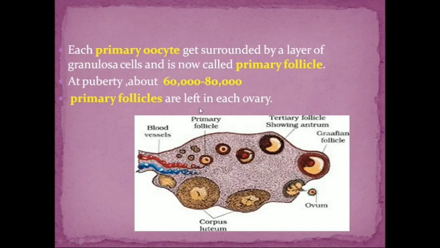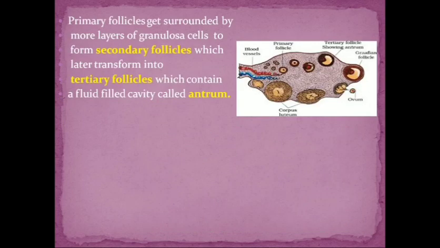So a girl child, when she attains puberty, has 2 ovaries, and in each ovary there will be about 60,000 to 80,000 primary follicles. When the baby is born, millions of primary oocytes or oogonia will be found. But by the time she attains maturity, only 60,000 to 80,000 primary follicles will be left in each ovary. The remaining ones degenerate. Hope it's clear. Right.